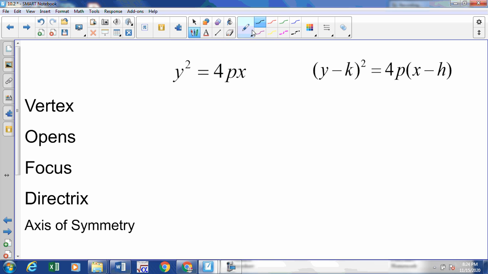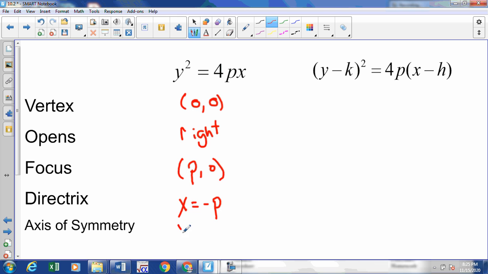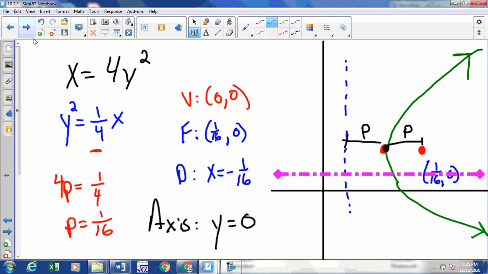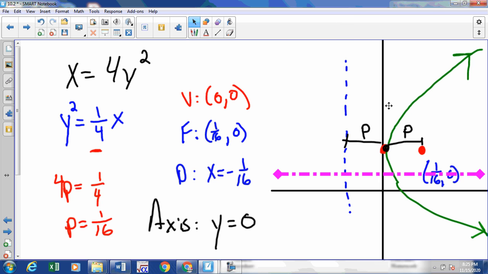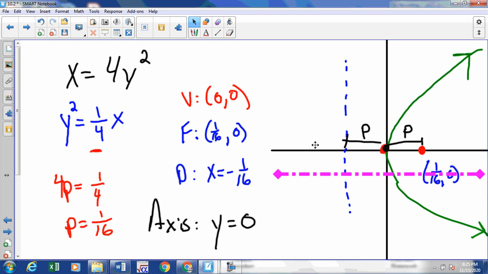So if we have this graph here, y squared equals 4px, that's what we just looked at, we know our vertex is 0, 0. We know this opens to the right. We know our focus is P, 0, and our directrix is x equals minus P, and our axis of symmetry is y equals 0. And that is all of what we had here. If I move these lines back to here, that's what we had in this example.